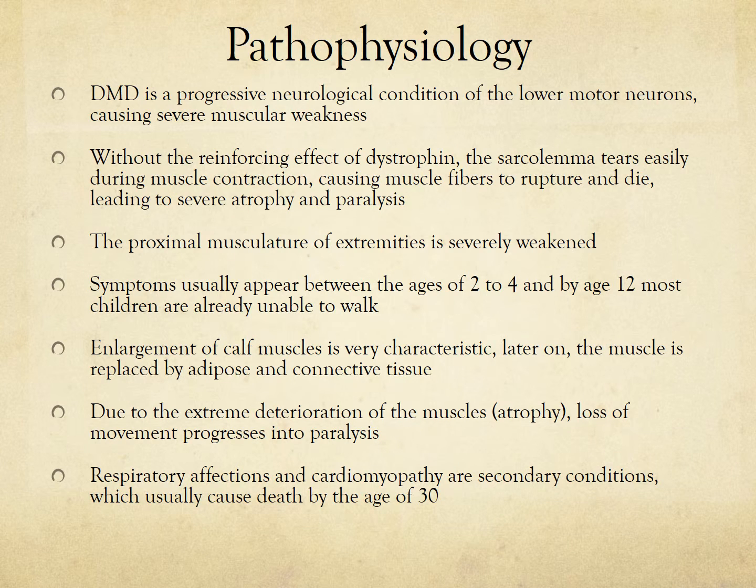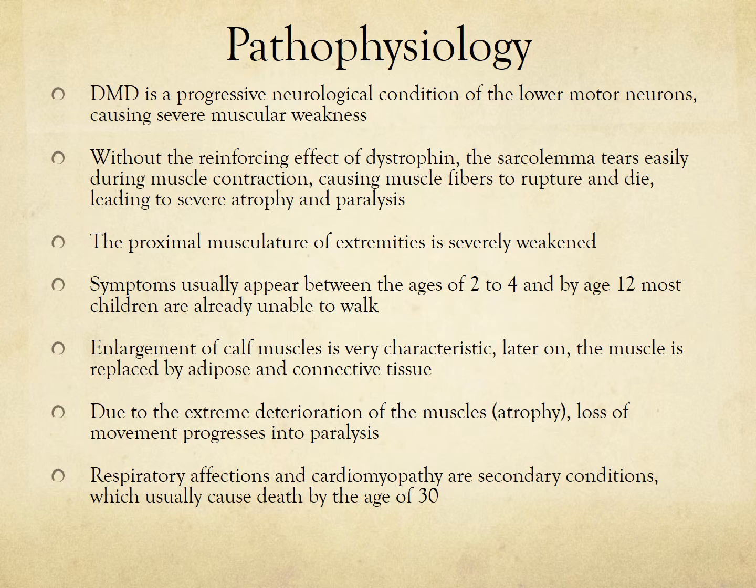Pathophysiology. DMD is a progressive neurological condition of the lower motor neurons, causing severe muscular weakness. Without the reinforcing effect of dystrophin, the sarcolemma tears easily during muscle contraction, causing muscle fibers to rupture and die, leading to severe atrophy and paralysis. The proximal musculature of extremities is severely weakened.